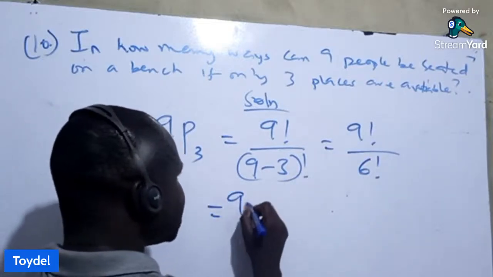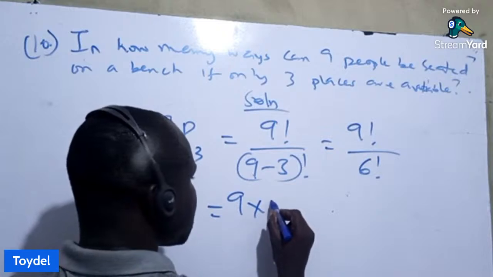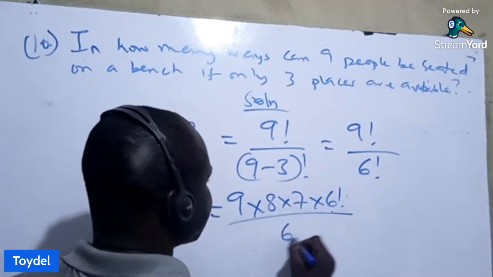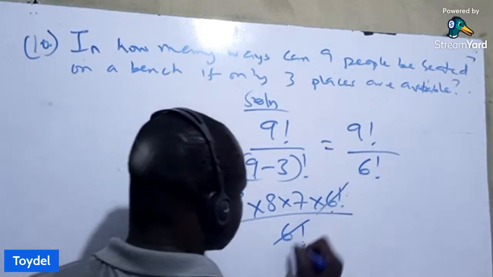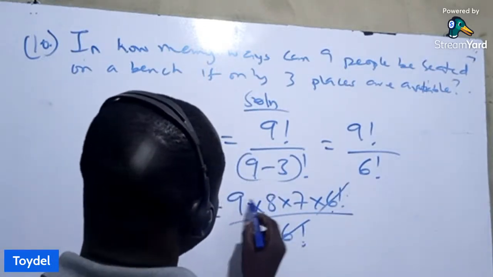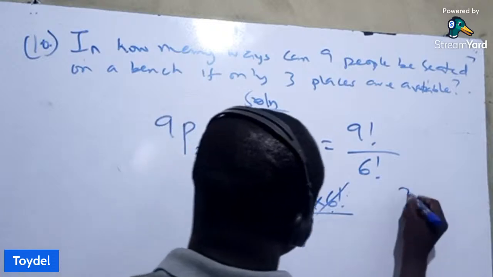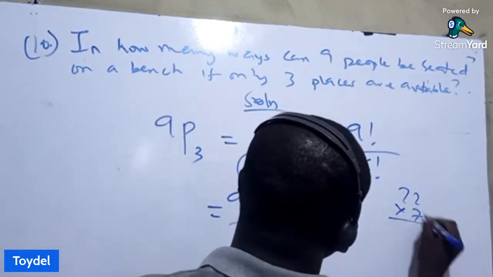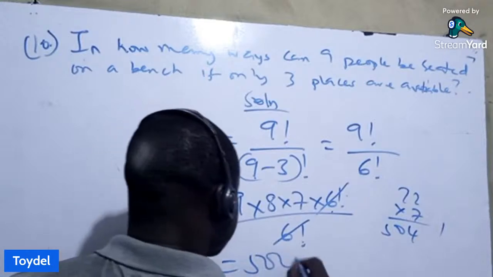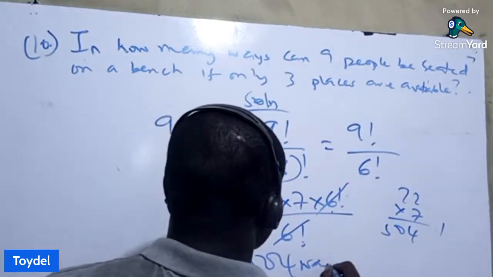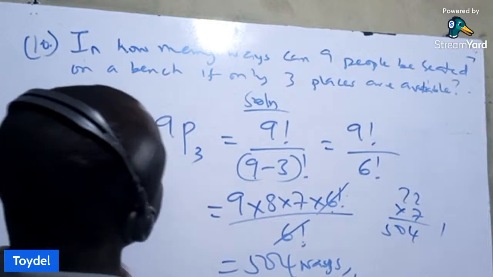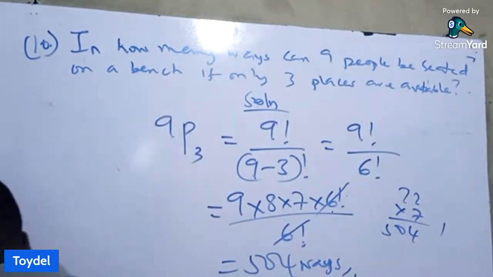That is, I will have 9 times 8 times 7 times 6 factorial all over 6 factorial. So 6 factorial will cancel 6 factorial. Then what do I have? I have 9 times 8 times 7. Then 9 times 8 is 72. 72 times 7, 7 times 2, 14. That will be 504. So there are 504 ways that the people can actually sit on that bench.